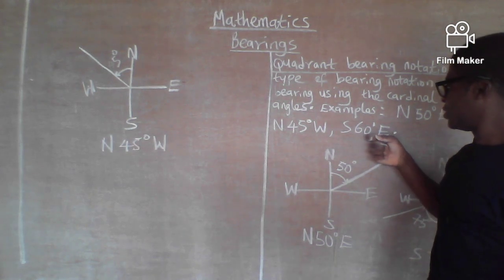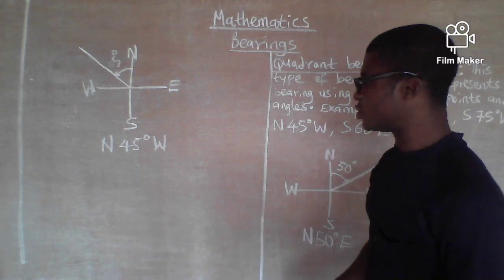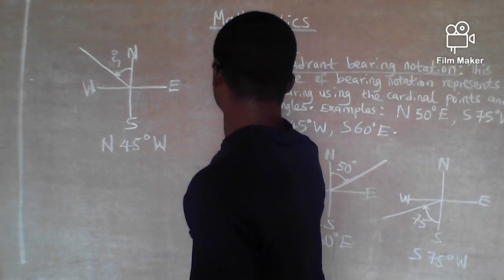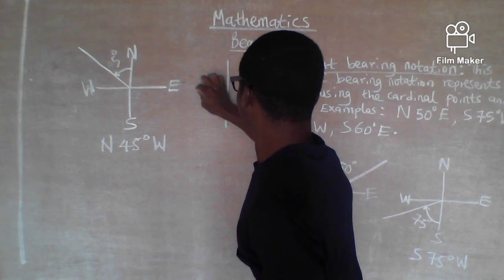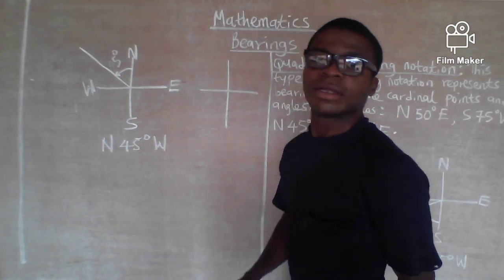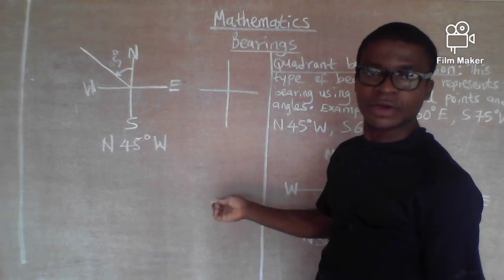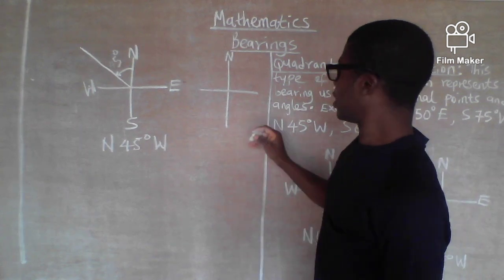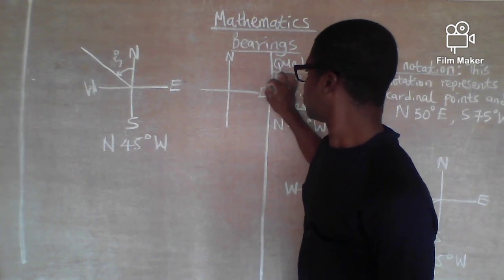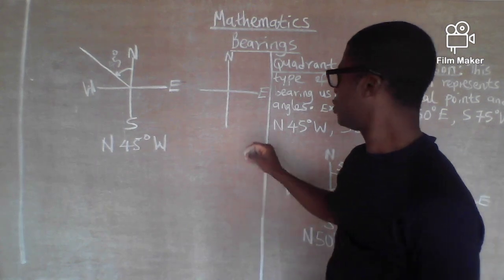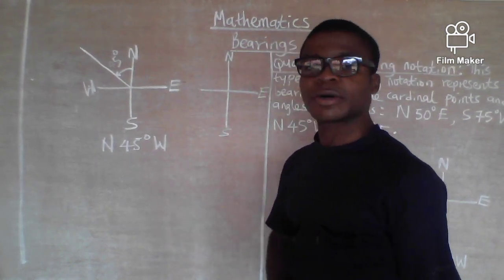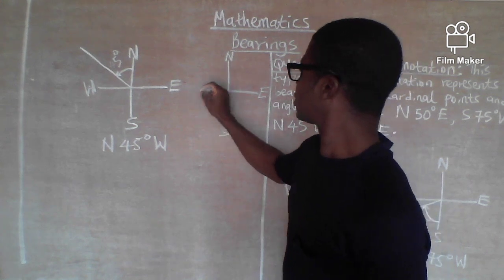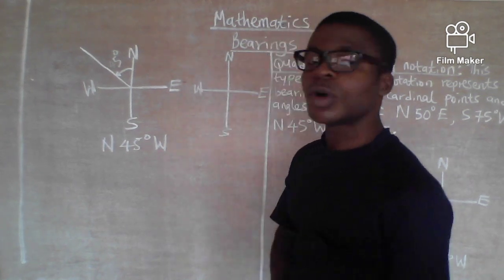South 60 degrees east. So the first thing to do is to draw the Cartesian. Then assign the cardinal points. On top is the cardinal point north. At the right hand side is the cardinal point east. Below is the cardinal point south. At the left hand side is the cardinal point west.